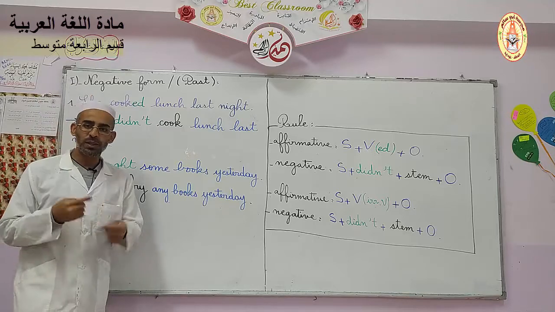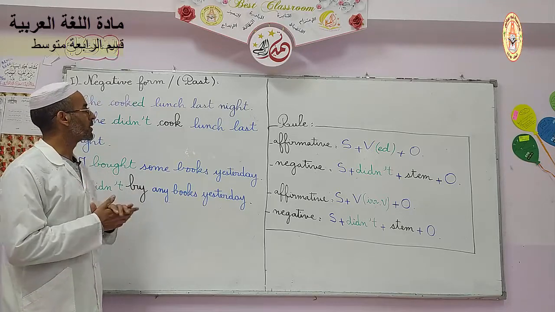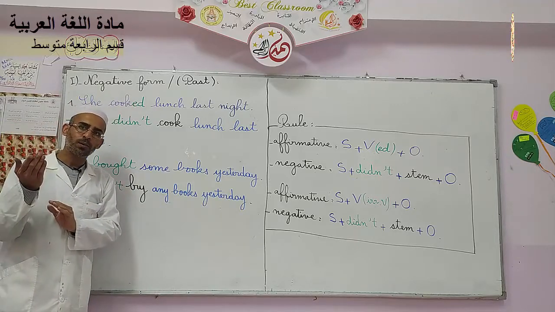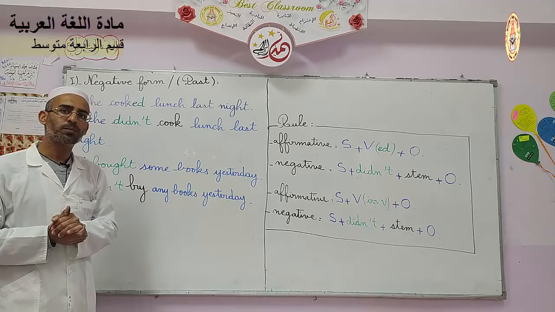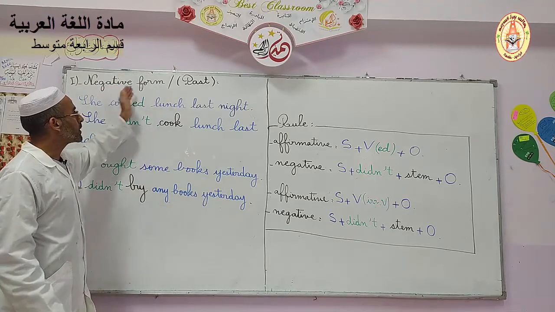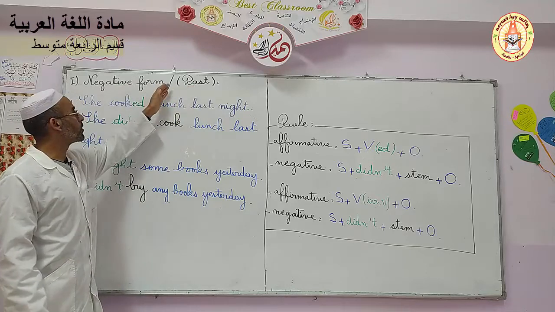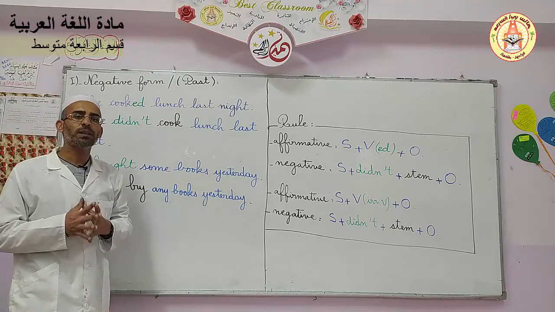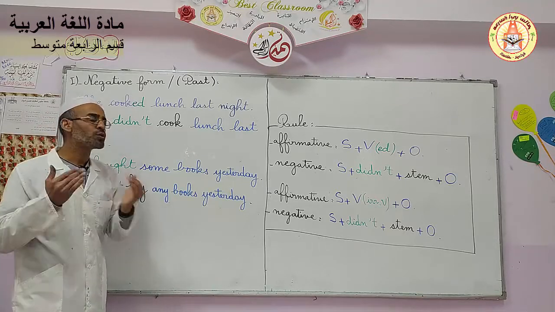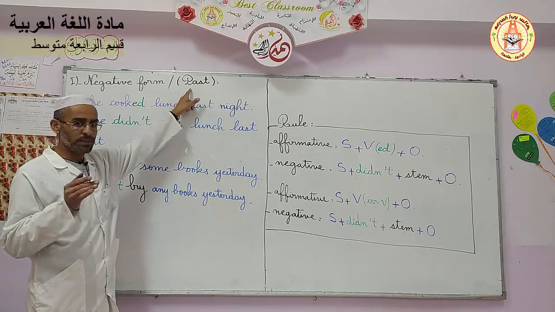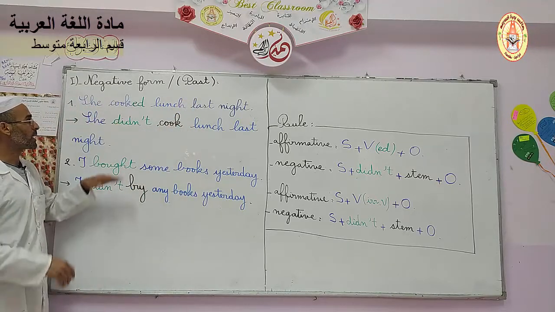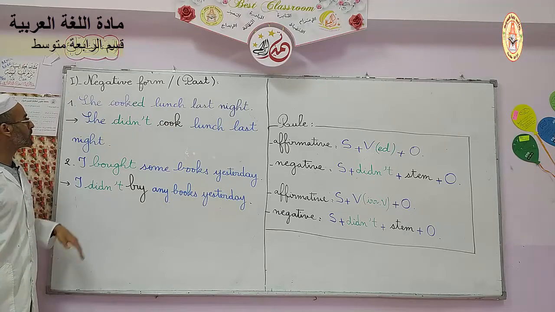Now we are going to continue with the 4th revision of negative form. In the previous revision we've seen the negative form in present simple. Now we're going to see the negative form in simple past. How can I change a sentence from affirmative to negative but in simple past? As usual, first let's have a look at the following examples.